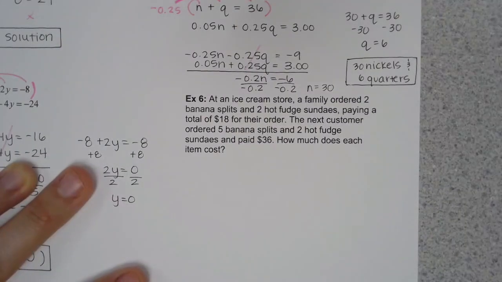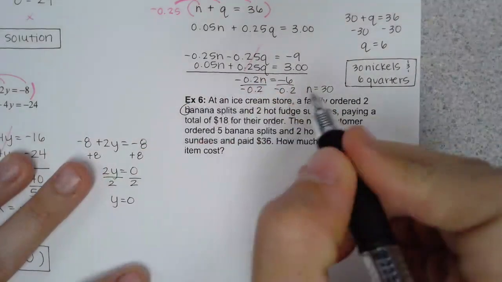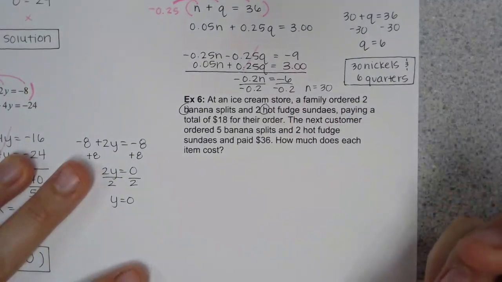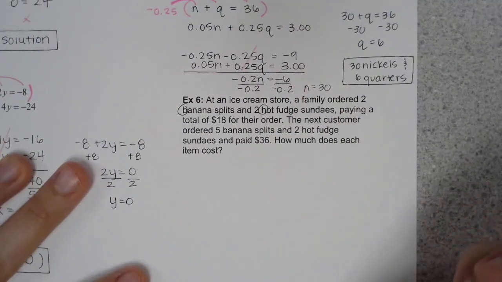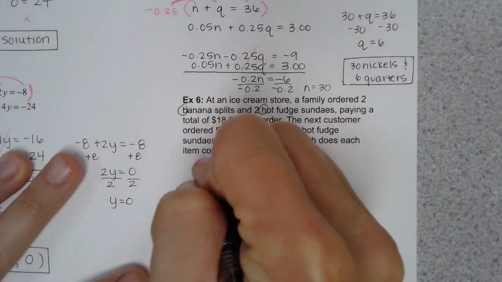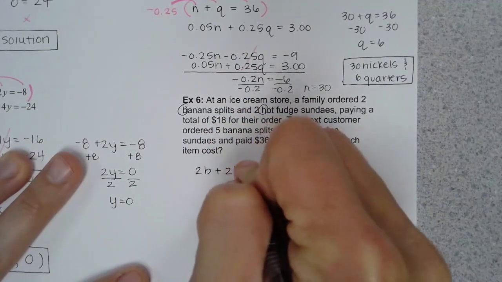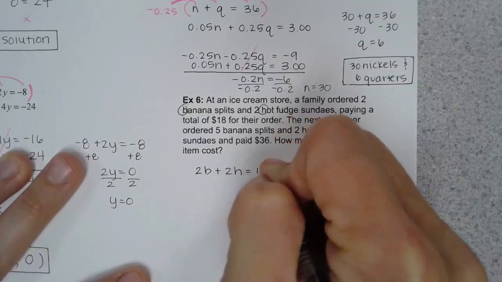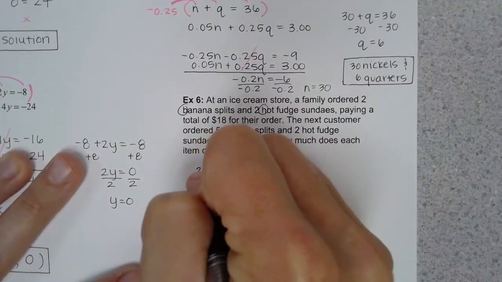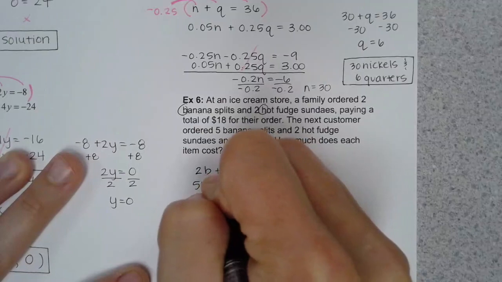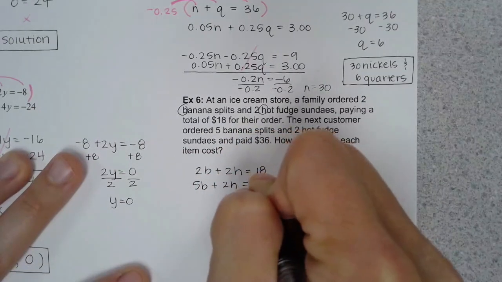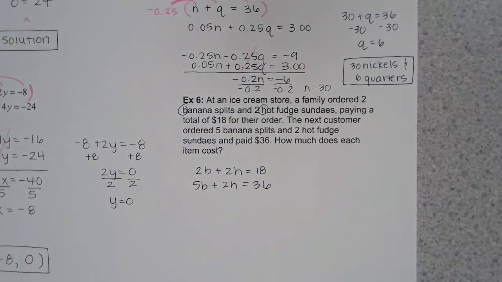When you're solving these problems, you can decide what letters you want to use. In this example, the family's ordering banana splits and hot fudge sundaes, and so I'll use B and H for my letters, but you could use other letters as well. 2 banana splits plus 2 hot fudge sundaes is $18, and then 5 banana splits and 2 hot fudge sundaes is $36. And so you're trying to solve this system to figure out how much each of the items cost. So you are solving for both of the variables in this problem as well.